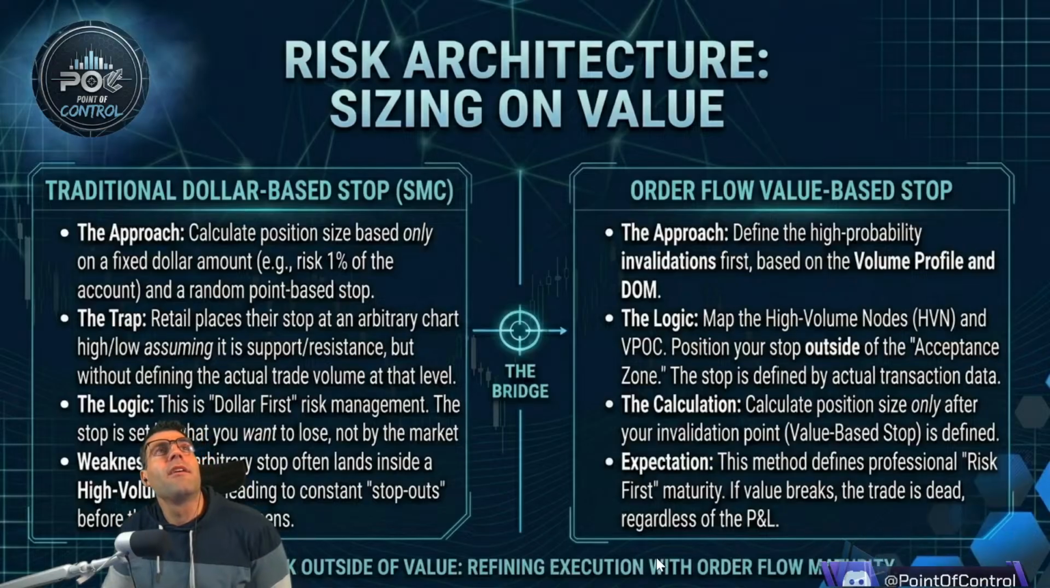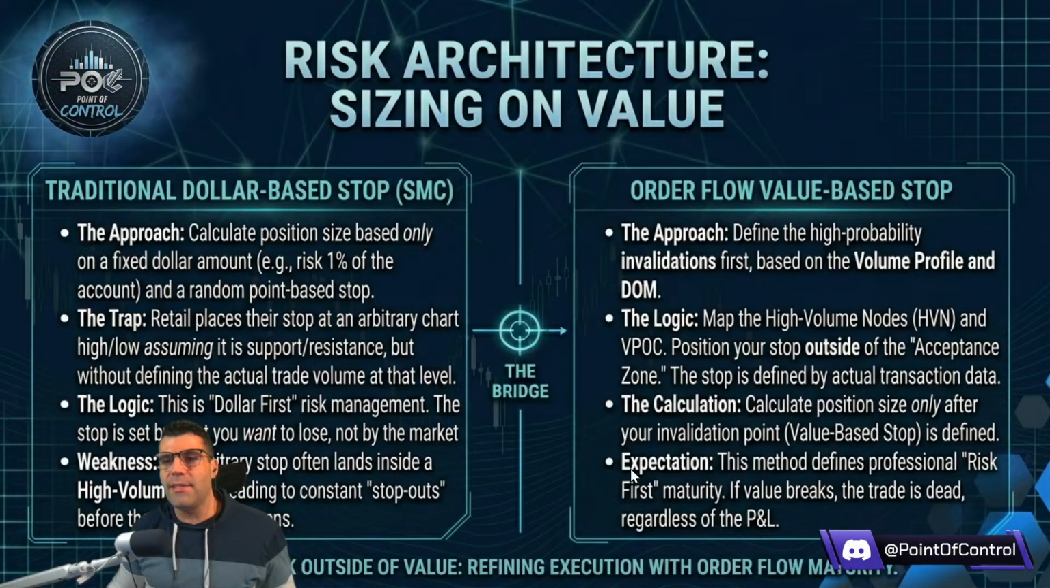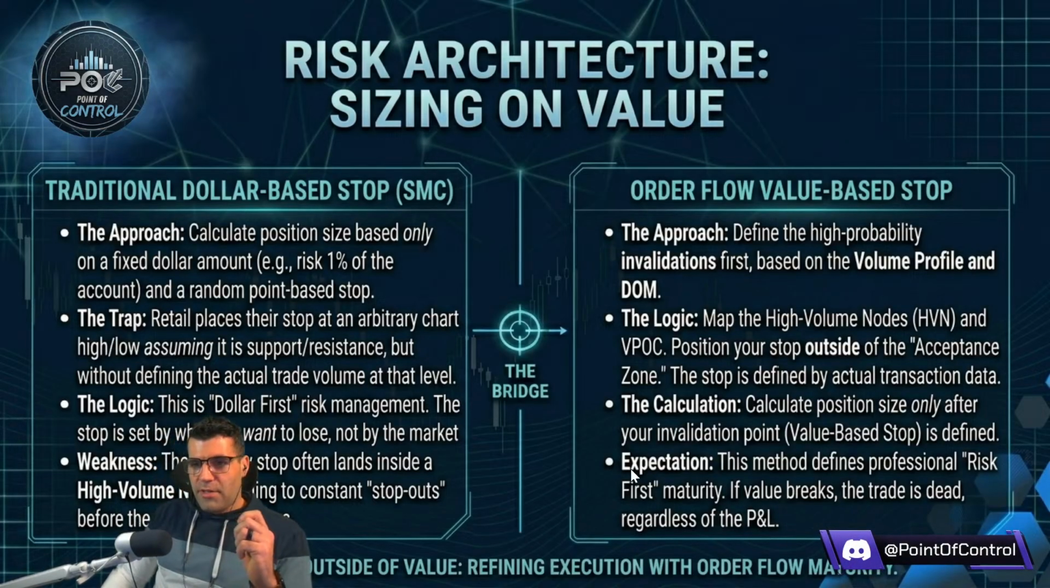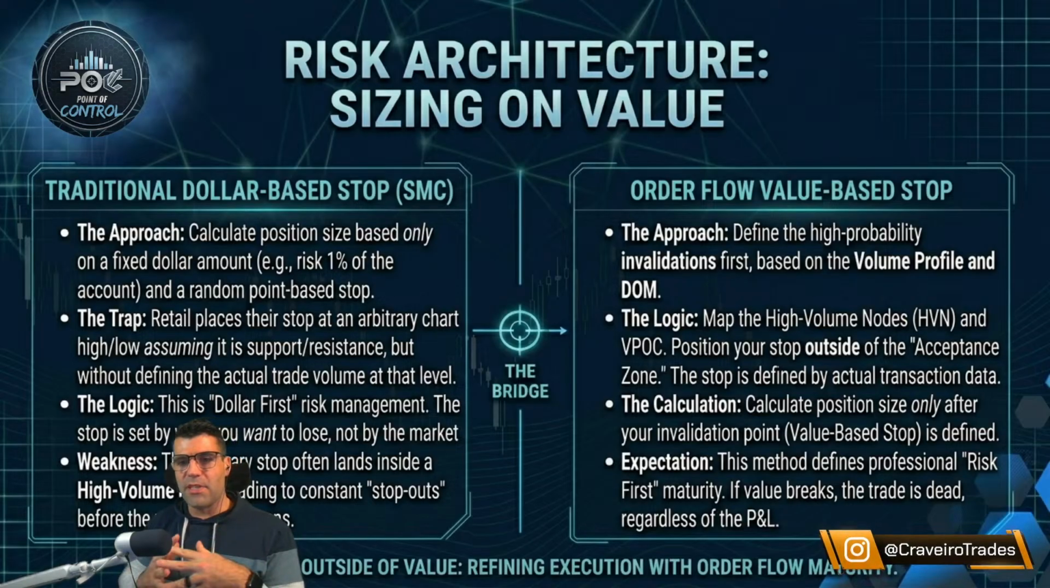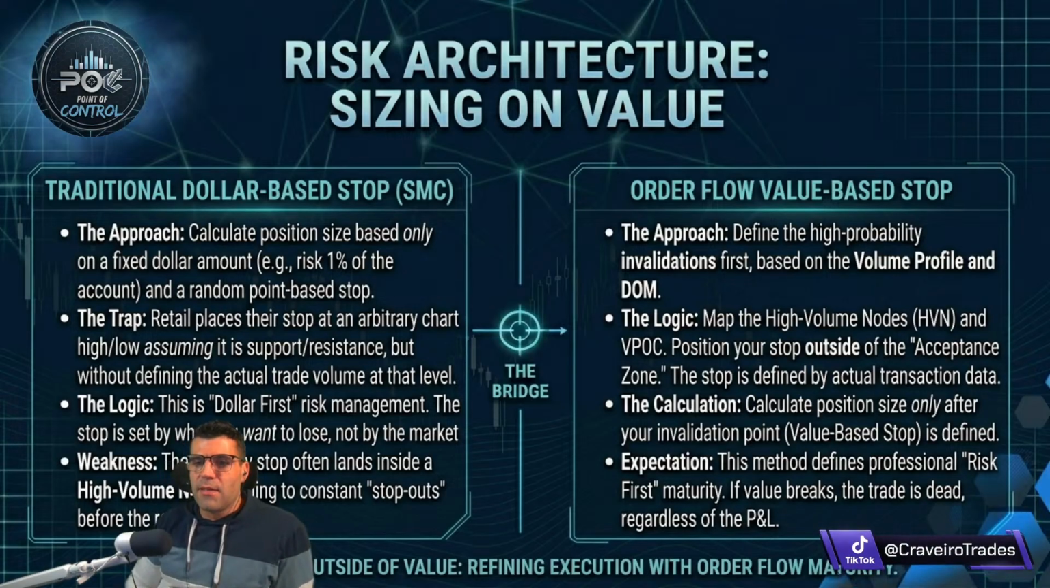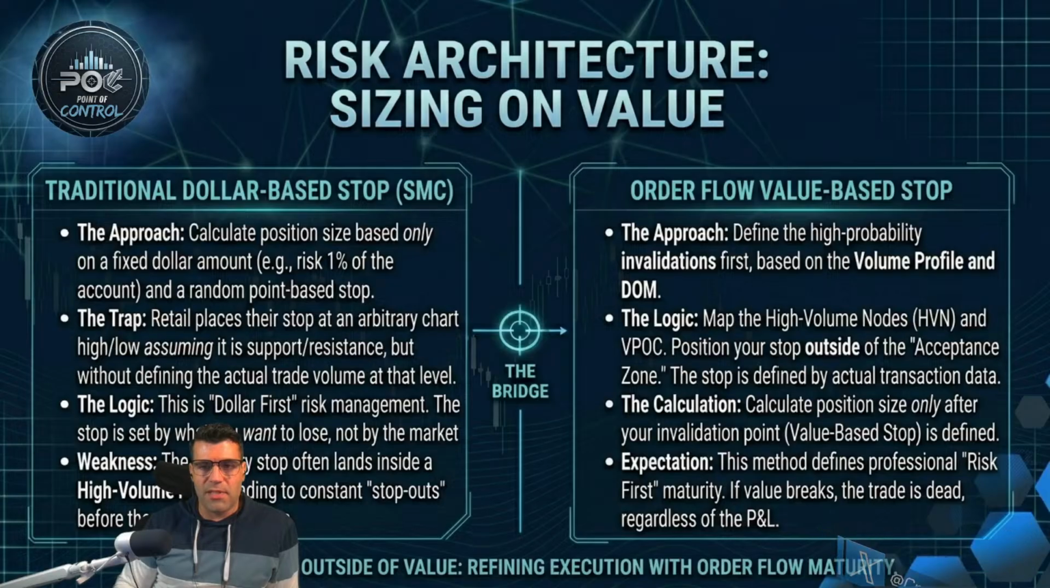Moving on. All right, risk architecture, sizing on value. Traditional dollar-based stop, SMC. The approach: calculate the position size by a fixed dollar amount, the risk at 1% of the account, and a random point-based stop, meaning a low or a high that you believe is protected. Retail places their stops at arbitrary chart highs and lows, assuming that it is support and resistance without defining the actual trade volume at that level.